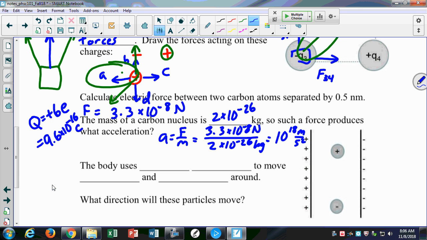Is the 0.5 what would have been the distance? Yeah, so a half a nanometer, which is a very small distance.